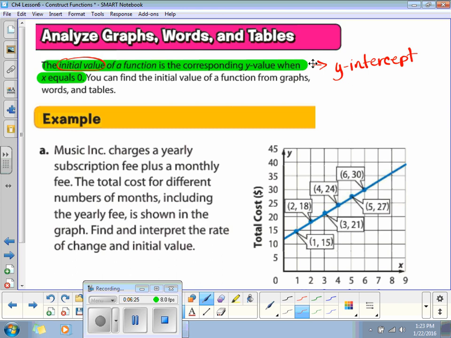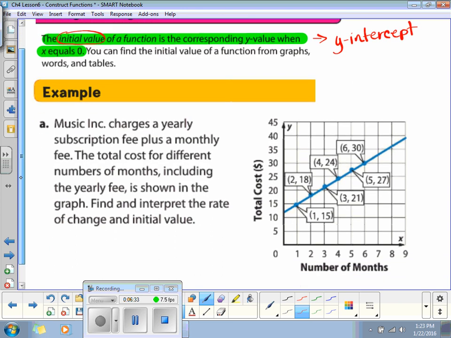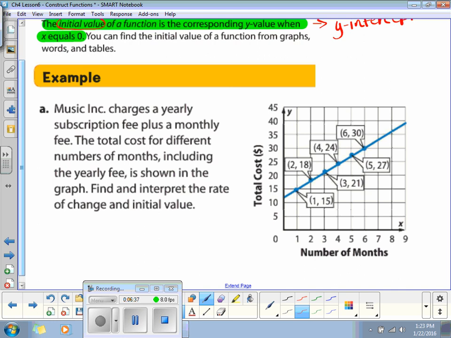The skating rink started at $50. Sometimes you start at 0. Looking at the next example, Music Inc. charges a yearly subscription fee plus a monthly fee. The total cost for different numbers of months, including the yearly fee, is shown in the graph. We want to find and interpret the rate of change and the initial value. Where are we going to get the information for our function? It charges a yearly subscription fee plus a monthly fee, so that's per month.